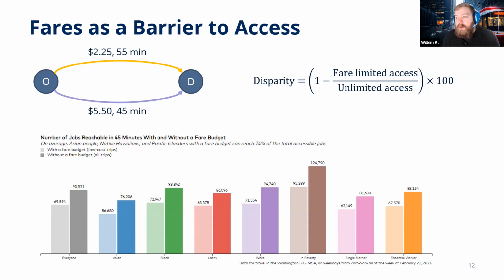In this case, we did 1 minus the ratio to get a measure of fare disparity. So this is what you can access when you have a limited budget versus what you can access if you have an unlimited budget. And on the bottom, again, these charts are all online for various cities. But again, in Washington, you can see the disparity between how much access there is to jobs with a budget and without a fare budget.